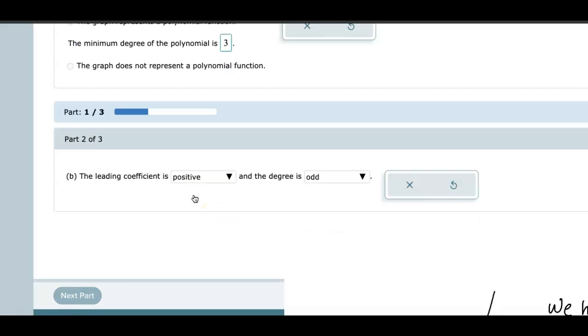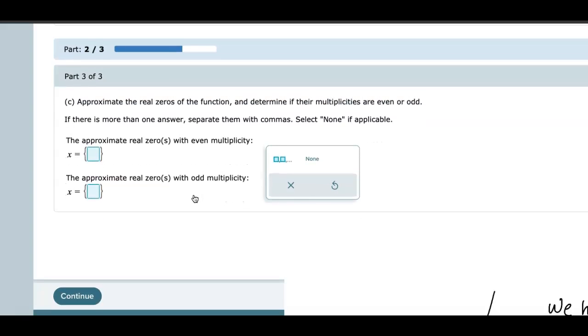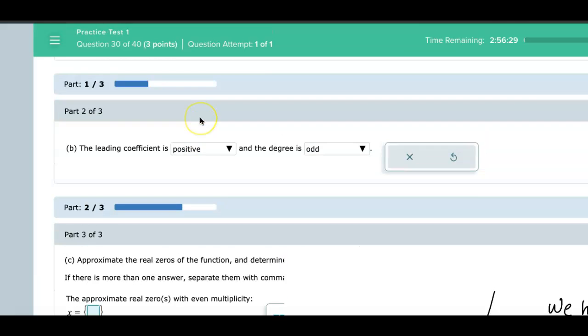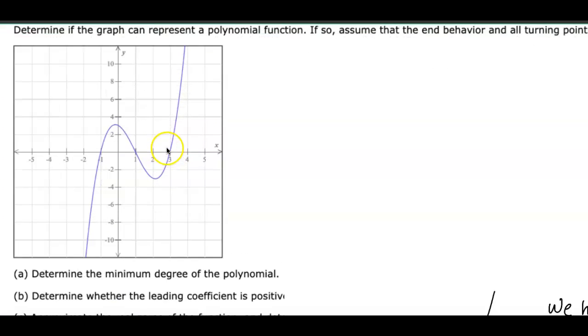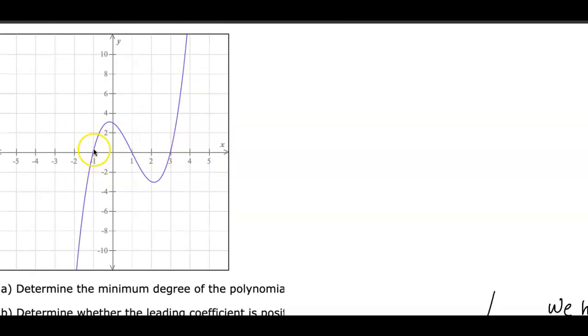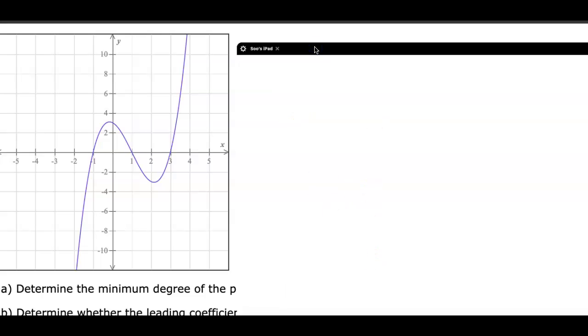Next part. And the very last part is asking us to approximate the real zeros of a function and determine if their multiplicities are even or odd. If there are more answers, then separate them with commas. Okay, to find the zeros, we need to look at all the x-intercepts. So let's see if we have any x-intercepts here. We have one intercept at -1, another one at +1, and 3. Guys, I better write this down. Okay, hold on. X equals -1, x equals 1, and x equals 3.